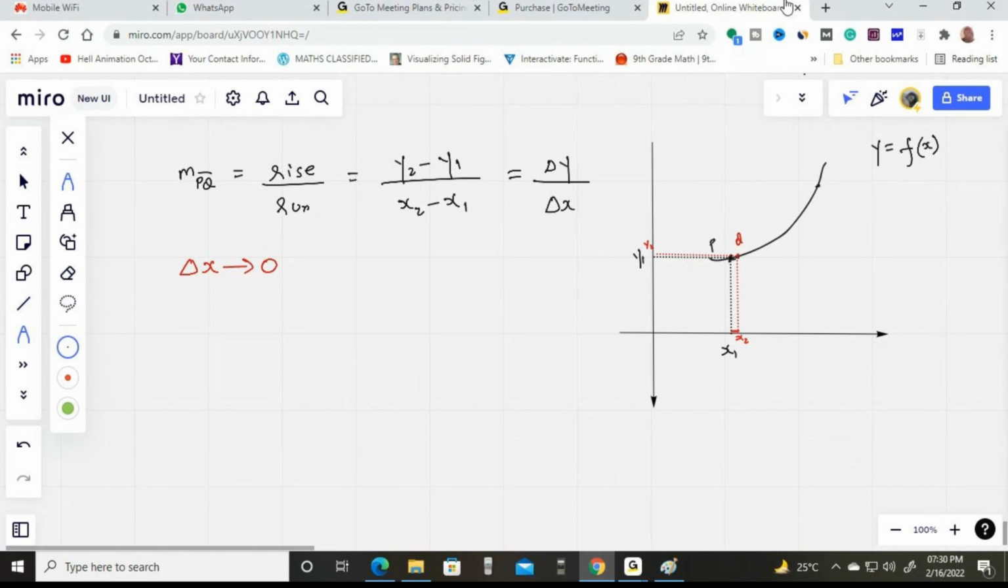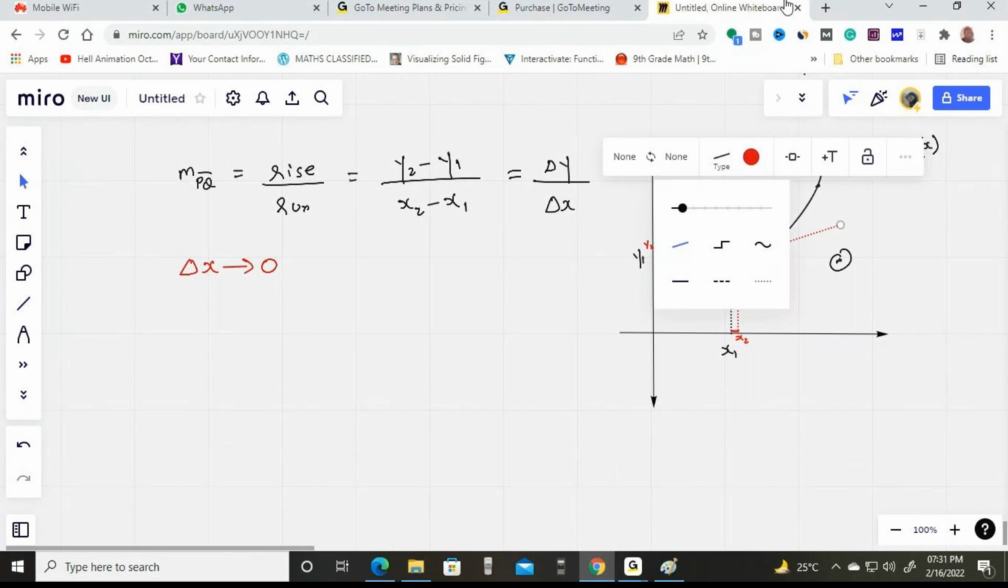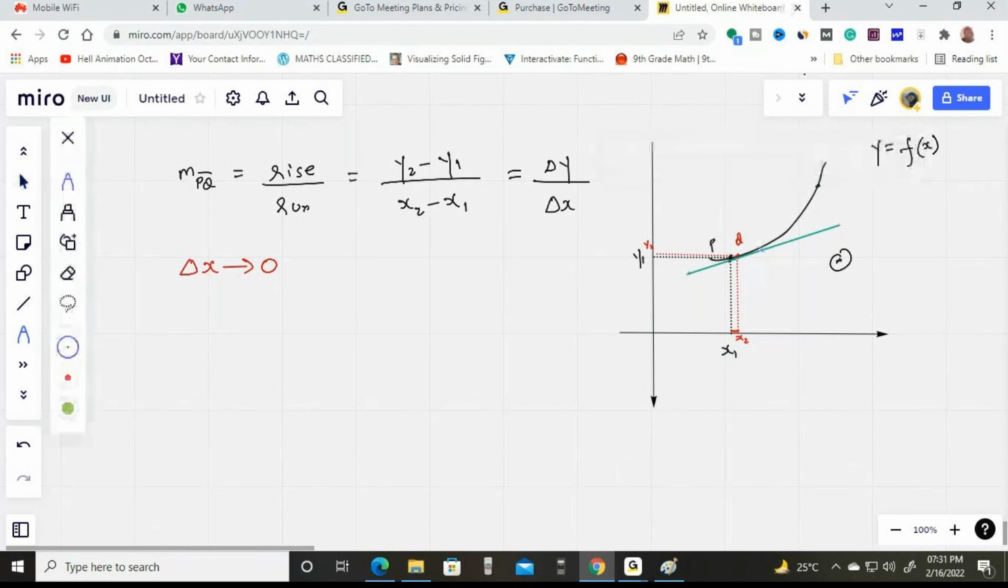So I need to draw a tangent line here because I am going to consider P and Q just as one point, because they are too close, so it appears like one point. I just consider it one point and I'm going to draw a tangent line there. And then I'm going to calculate the slope of that tangent line. That tangent line slope will help me to understand the rate of change of this function in such a small period of time. So I'm just going to draw my tangent line now. That's my tangent line. And you can see that del x is approaching towards zero.